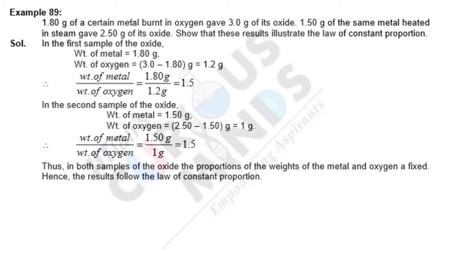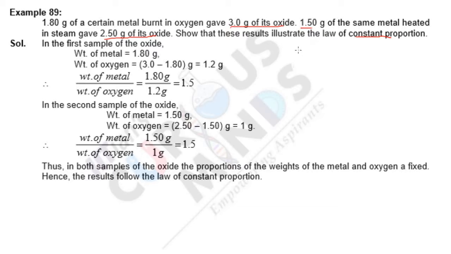So 1.8 gram of a certain metal burned in oxygen, it gave 3 grams of its oxide. 1.5 gram of the same metal heated in steam gave 2.5 gram of its oxide. Show that these results illustrate the law of constant proportion. So we need to prove that this is the law of constant proportion.